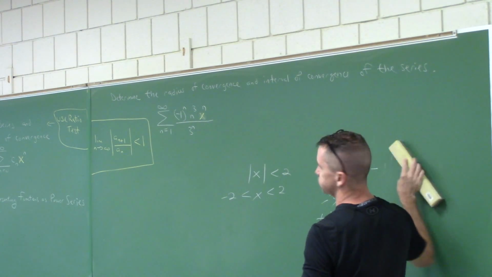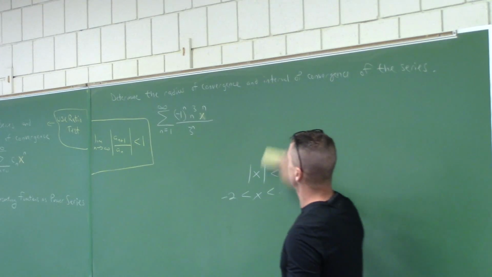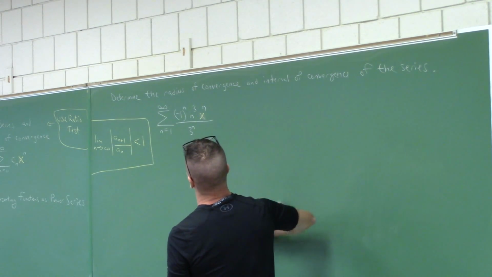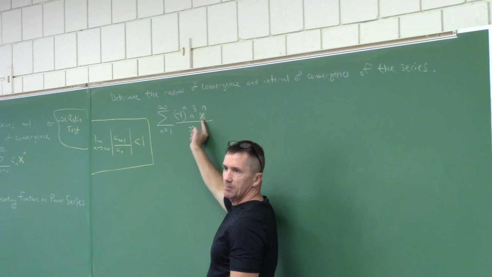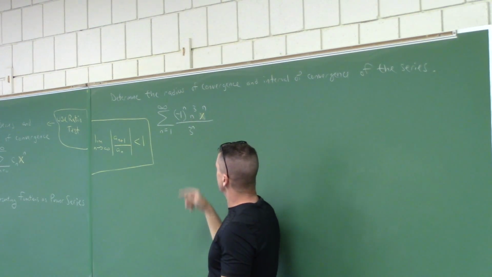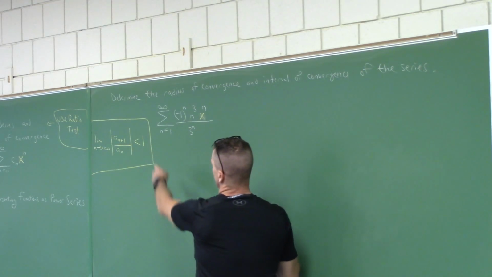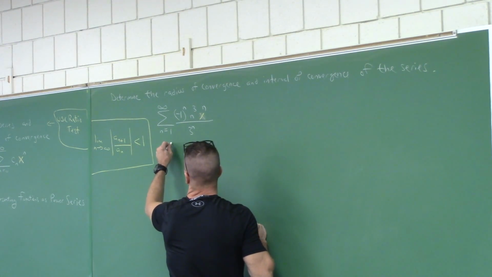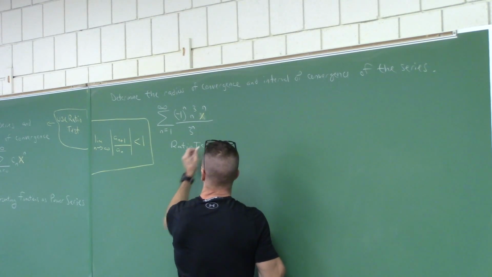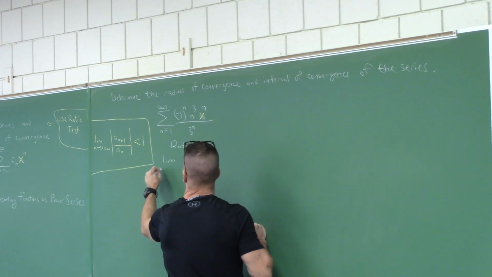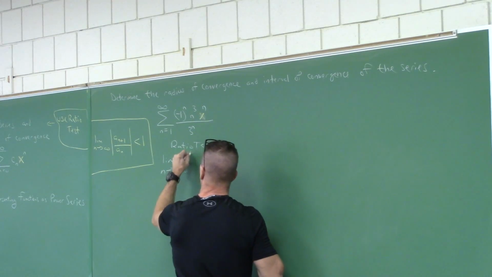All right, so this is the first problem we're going to work together. We're going to use the ratio test to determine the radius of convergence. So what we mean by that is, what values of x make this series here converge. So let's get working on it. Let's do the ratio test. All right, so I get the limit as n approaches infinity, and we put the absolute value bars.